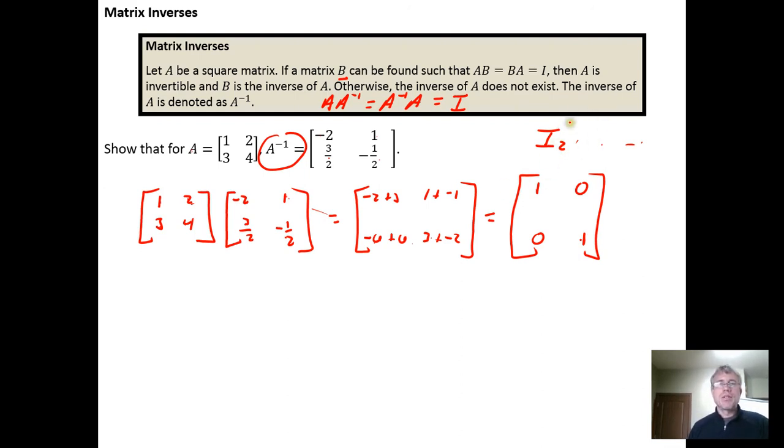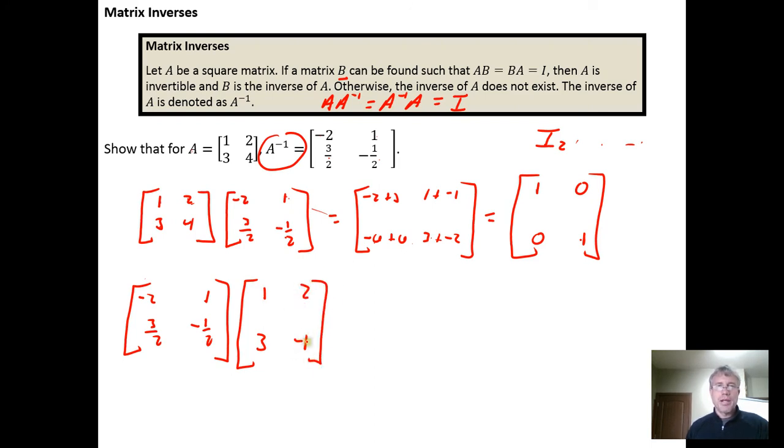Because matrix multiplication isn't commutative, you also need to do the product the other direction. You need to take the -2, 1, 3/2, -1/2 matrix and multiply it by A. If you're asked to verify that one matrix is the inverse of the other and you don't do the product in both directions, that would cause you to lose points on that particular problem. A 2 by 2 matrix times a 2 by 2 matrix is going to generate a 2 by 2 matrix.